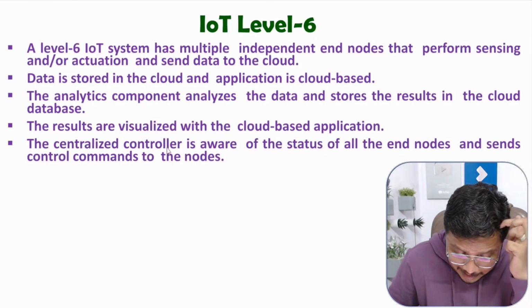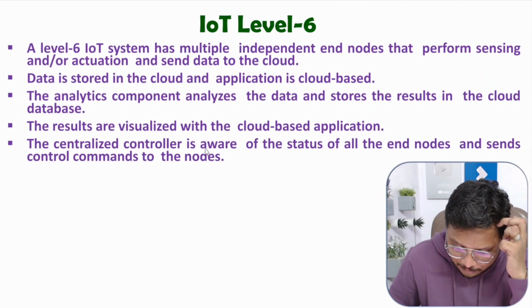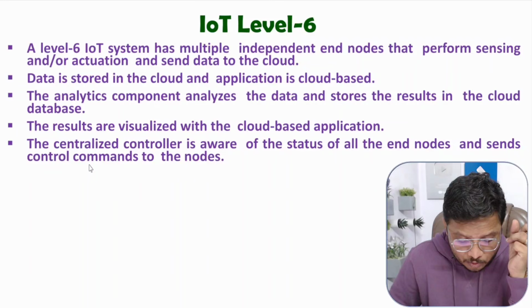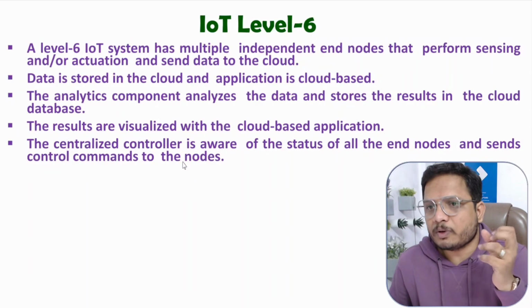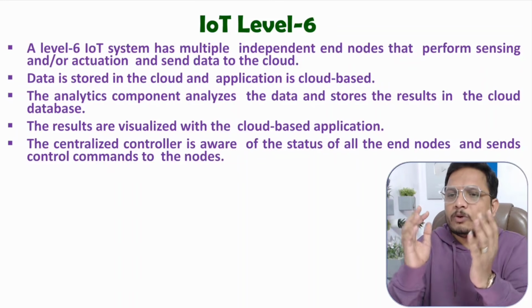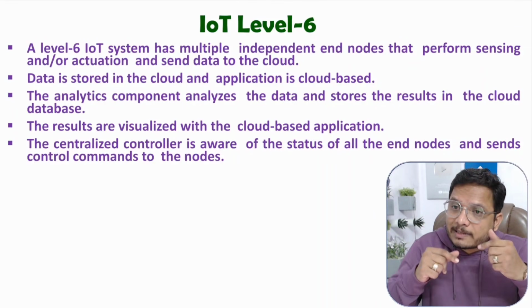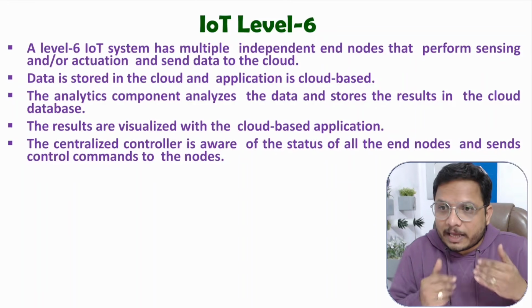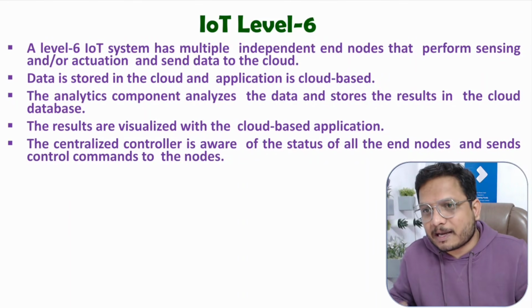Here we have a centralized controller, and the centralized controller is aware of the status of all the end nodes and sends commands to the nodes, right? So the centralized controller has knowledge about all the nodes connected there. So that is how all six levels are there with IoT. That is how different templates are there with IoT.